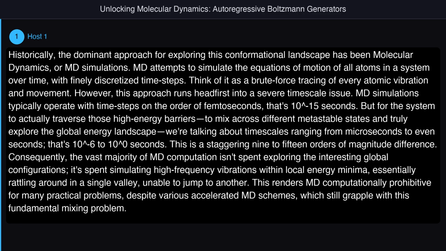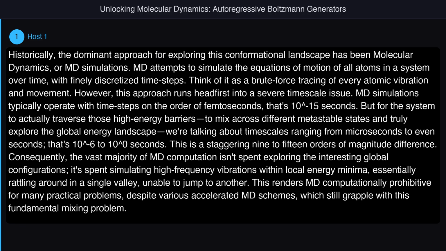Historically, the dominant approach for exploring this conformational landscape has been molecular dynamics, or MD simulations. MD attempts to simulate the equations of motion of all atoms in a system over time, with finely discretized time steps. Think of it as a brute force tracing of every atomic vibration and movement. However, this approach runs headfirst into a severe timescale issue.